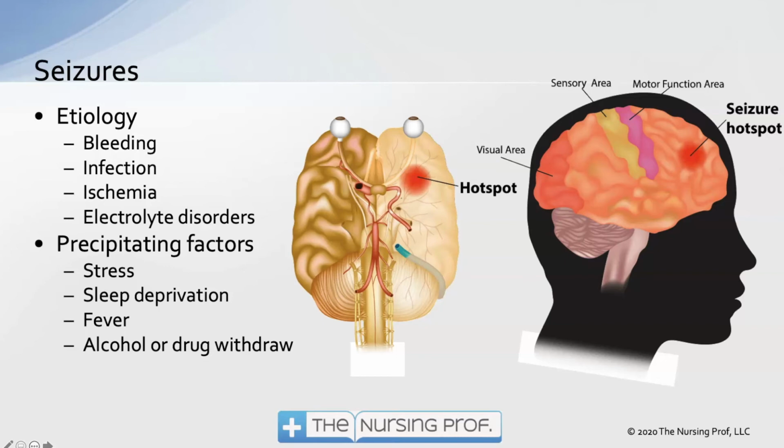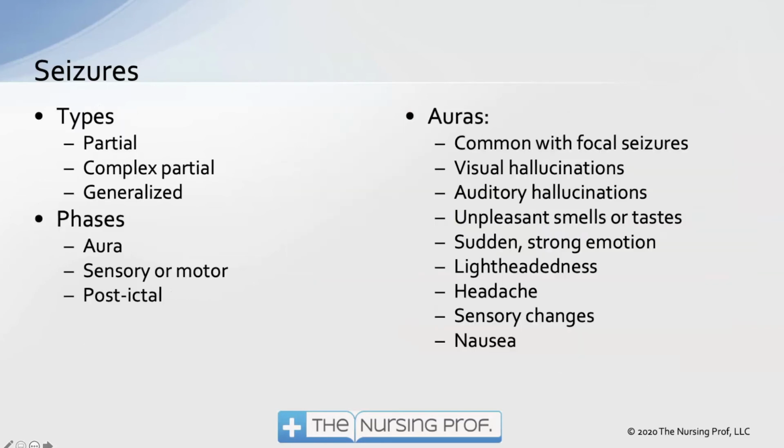In addition to an etiology, there are also precipitating factors. Not all patients who have a cerebral bleed will have a seizure. Not all patients who have a stroke will have a seizure. However, we add some of these precipitating factors like stress, sleep deprivation, fever, alcohol, or drug withdrawal. Now, when you look at the list of precipitating factors, doesn't that cover like every patient in your ICU, right? Stress, sleep deprivation, maybe fever. Okay, so those are precipitating factors on top of the underlying etiology, and that would be a patient who's more likely then to have a seizure.